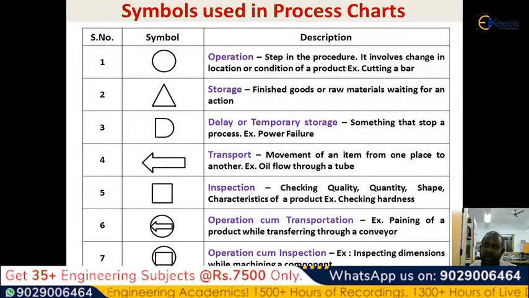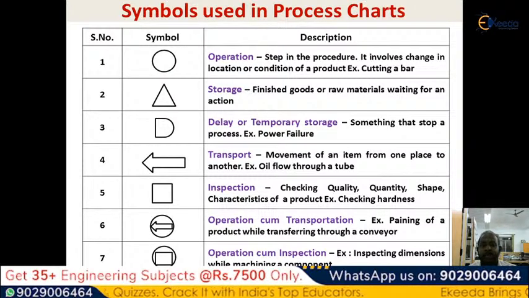So the first symbol, a circle, says an operation. It may be anything. It may be turning, facing, or cutting a bar, or you are just opening up a coolant bottle. You are pouring the coolant, any operation. So anything that you are going to do is going to be an operation. So it is indicated by a circle.